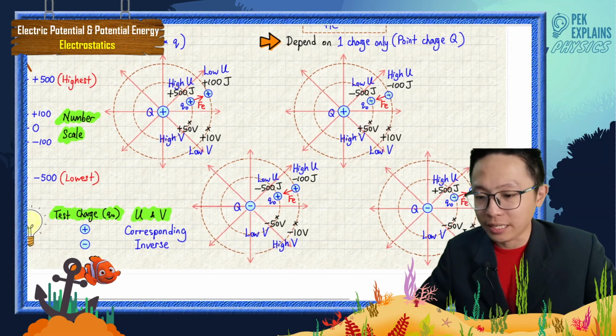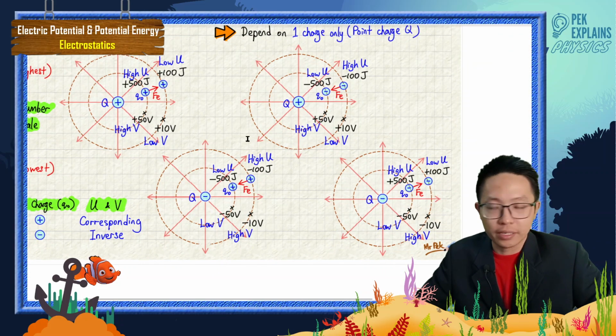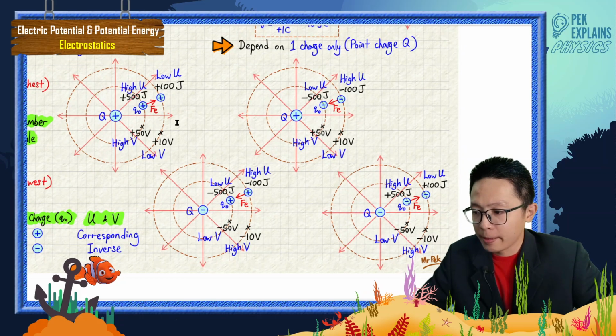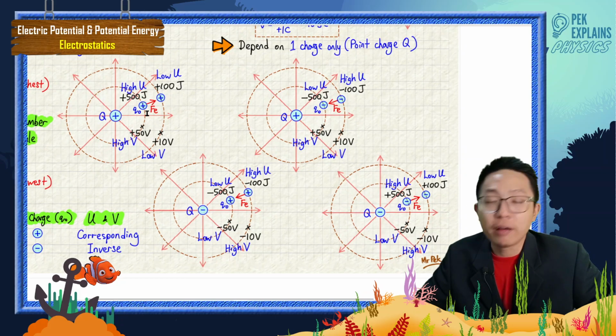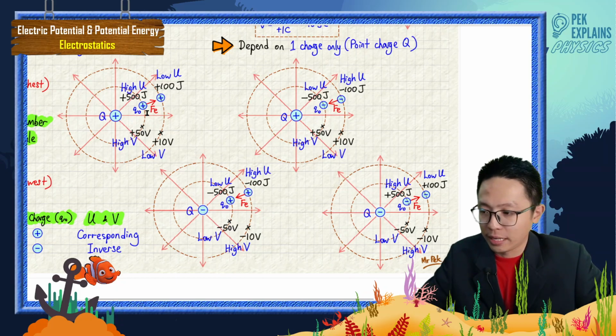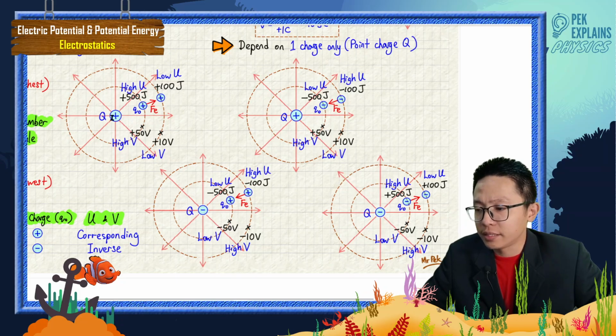But the thing is, I want you to look carefully. Now, I want you to look at the sign. First of all, let us look at the potential. Look at the V, the potential first. Don't look at the potential energy first. This is a positive point charge, and this is also a positive point charge. So nearer to the point charge has positive 50 volt. Further away is positive 10 volt.